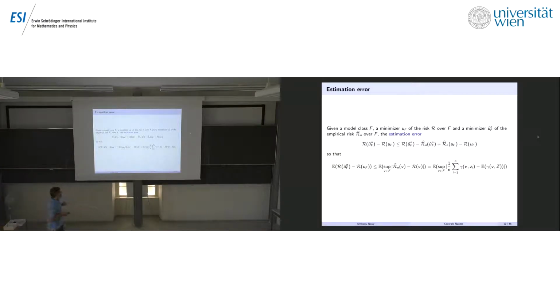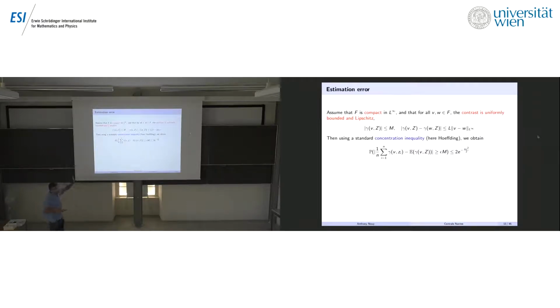Now, a standard assumption in order to obtain a bound of the estimation error is to assume that the model class is compact in L infinity. I will further assume that for any function in the model class, I have a uniform bound of the contrast, and also a uniform Lipschitz continuity of the contrast with respect to the first argument. These are standard hypotheses that are satisfied in the L2 settings that I have mentioned before. And then you have many ways to obtain bounds.